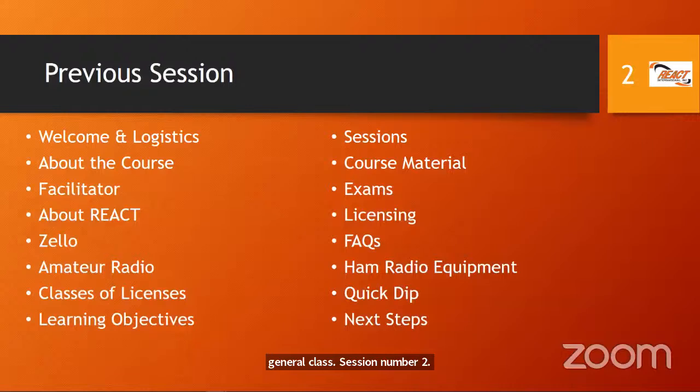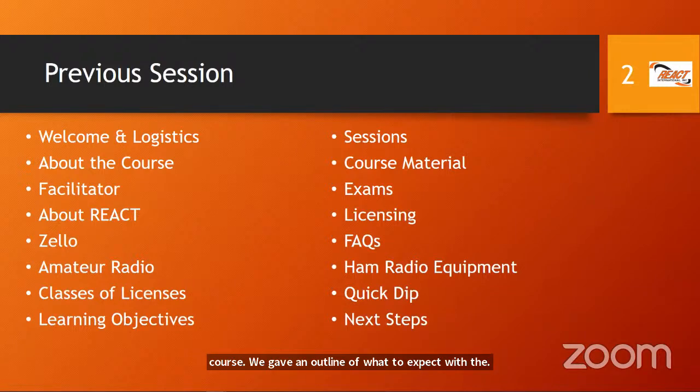During our previous session, which was the orientation, we had a look at the logistics and a bit about the course itself. We introduced the facilitator for the program. We had a discussion on the React organization. We introduced Zello. Then we talked briefly about what amateur radio is all about. We got into the various classes of amateur radio licenses. We then talked about the learning objectives of the course. We gave an outline of what to expect with the sessions for the course.